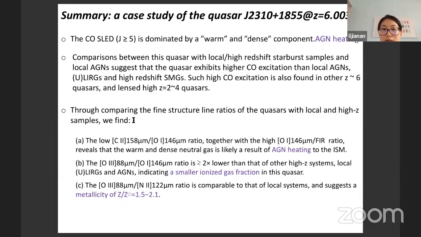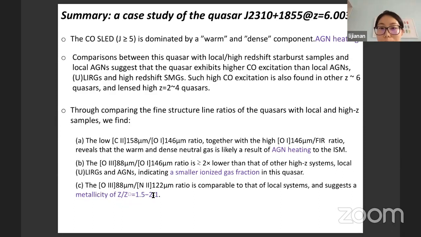Through the fine structure line ratio analysis, we find a low C II to O I ratio together with a high O I to total infrared ratio, which reveals a warm dense gas, likely a result of AGN heating of the ISM. The O III to O I ratio shows a smaller ionized gas fraction. And the O III to N II line indicates solar metallicity of this redshift 6 quasar. So I'll stop here and take questions.